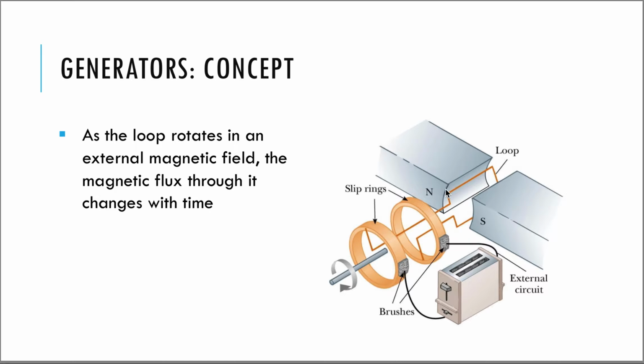Sometimes there's a lot of field going through it. If this loop is vertical, there's a lot of magnetic field going through it, but when the loop is horizontal, if the field lines are this way, that loop is not catching any of the field lines. There's no field going through it. So the flux through the loop is changing. This induces an EMF in the circuit according to Faraday's Law.